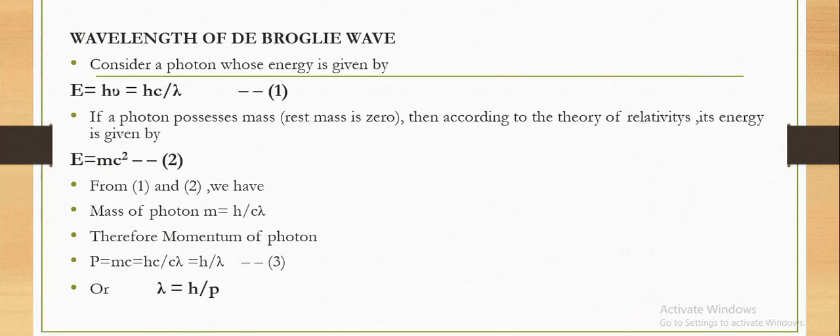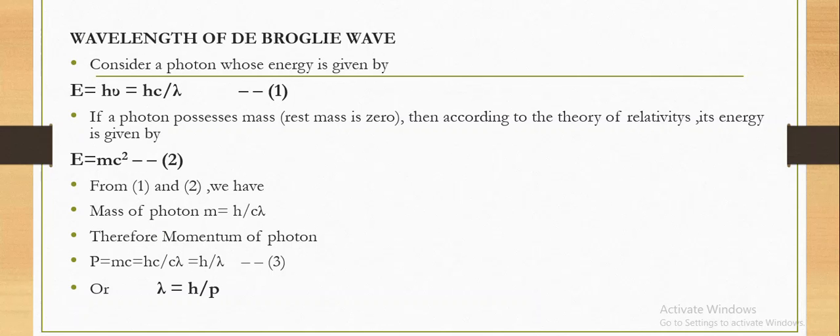Let us derive a formula for the wavelength of the de Broglie wave. Consider a photon whose energy is given by E = hν = hc/λ. This is equation 1. If a photon possesses mass, then according to the theory of relativity, its energy is given by E = mc². This is your second equation.